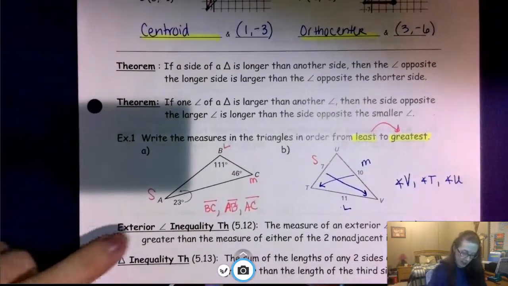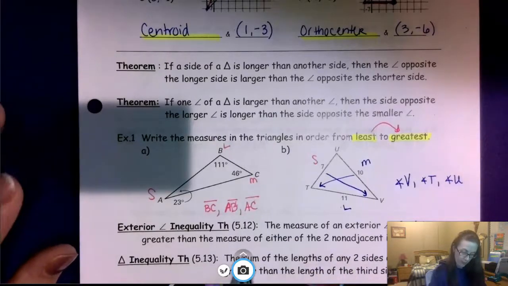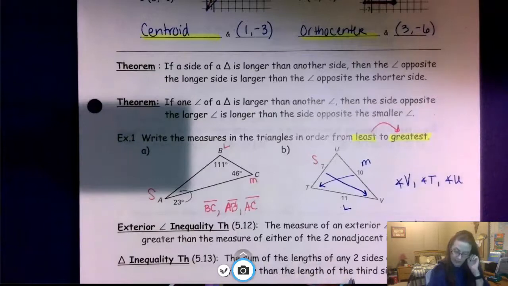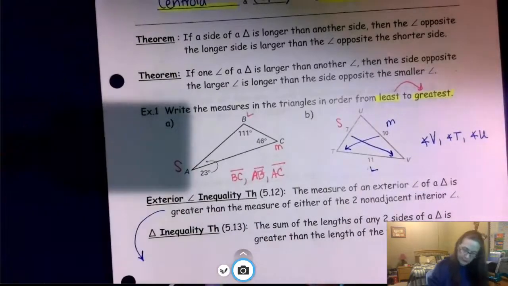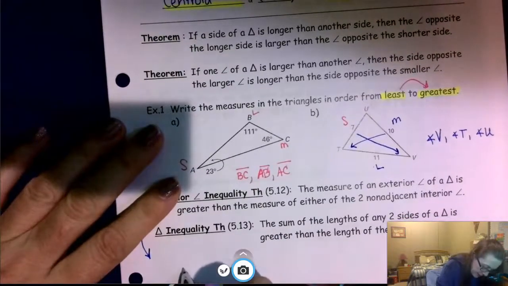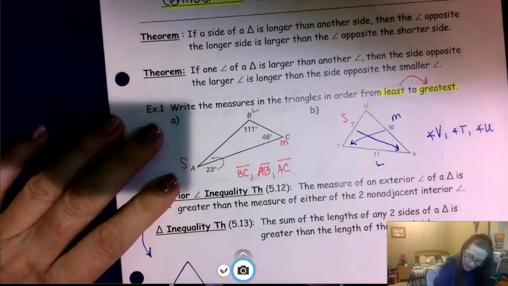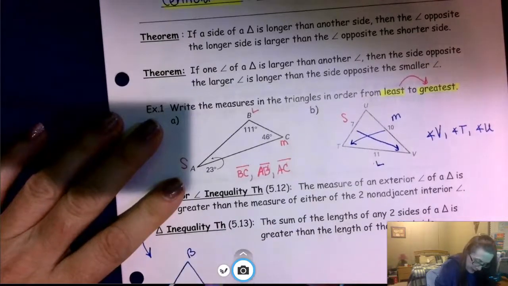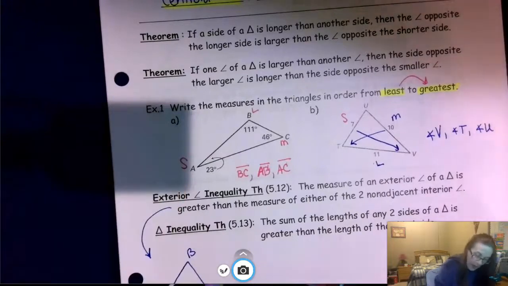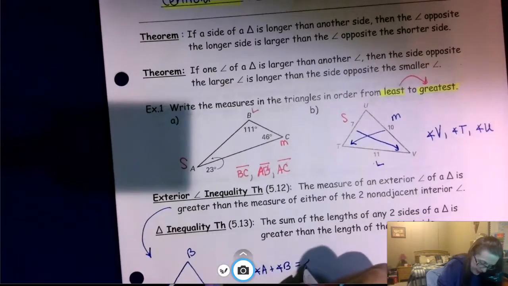Now, the exterior angle inequality theorem: the measure of an exterior angle of a triangle is greater than the measure of either of the two non-adjacent interior angles. So I'm going to do a little drawing for this one down here. Let's say that I draw a triangle. Now, my exterior angle says if this is A and this is B, and this over here is angle Z, this right here, I know that angle A plus angle B has to equal angle Z.